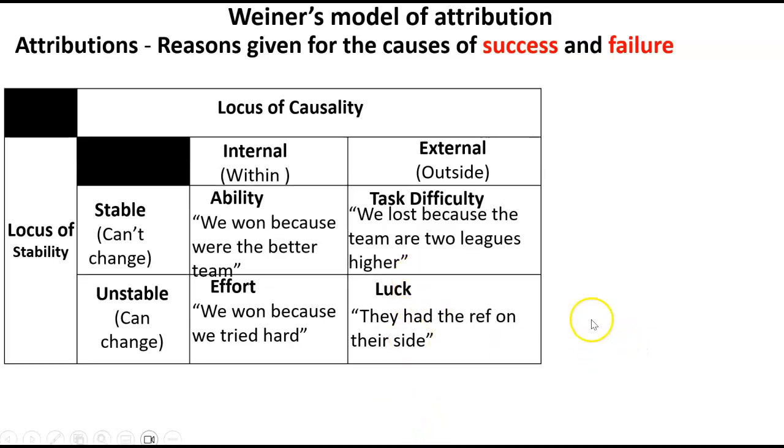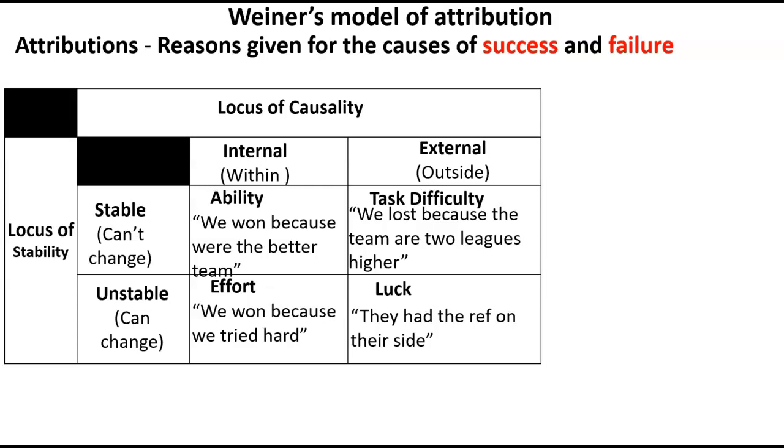So if you put that into a model, that is Weiner's attribution model. That's how it started. It's been used in education as for reasons why people give for their success and failure in exams. And it's also been used a lot in sport. So this was the initial model. That is the basic model of attribution.